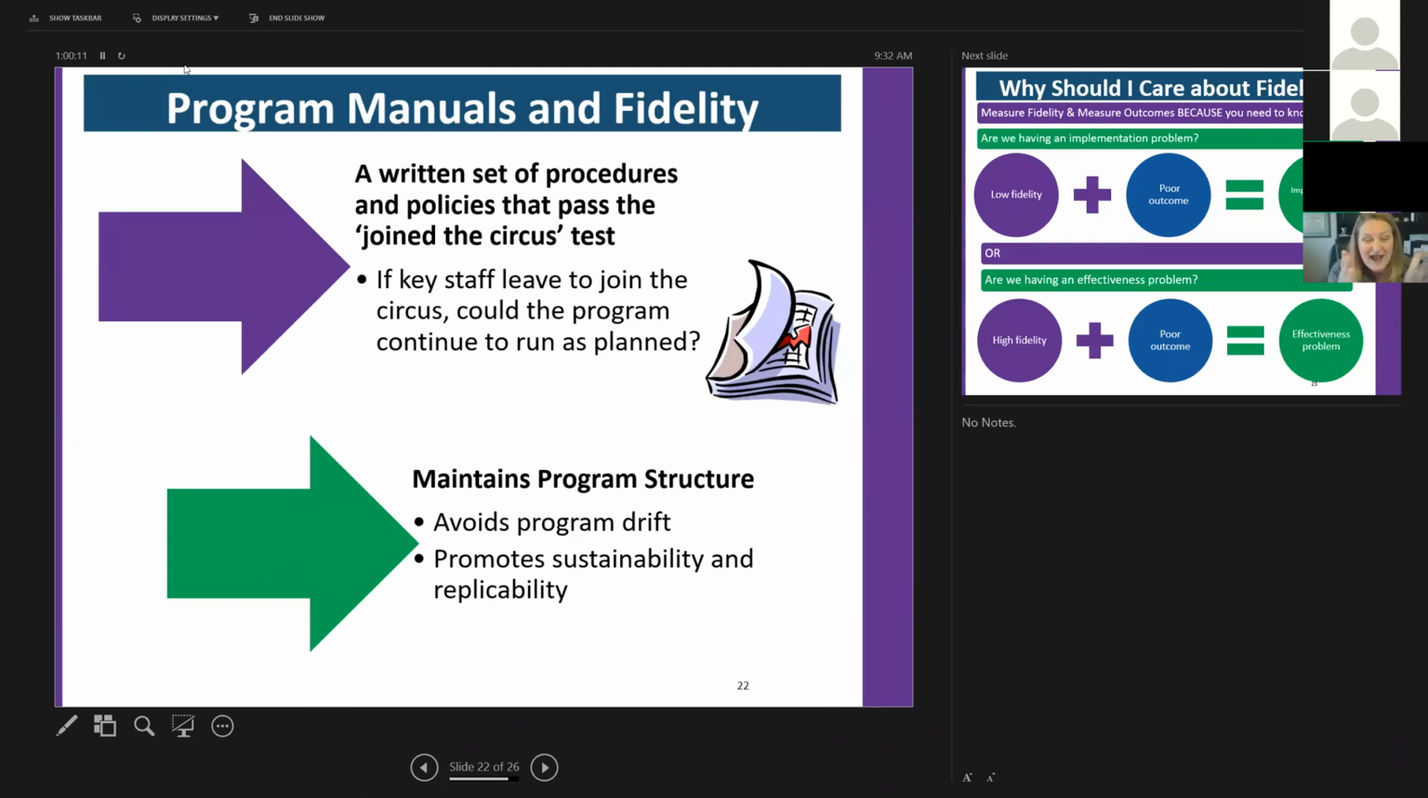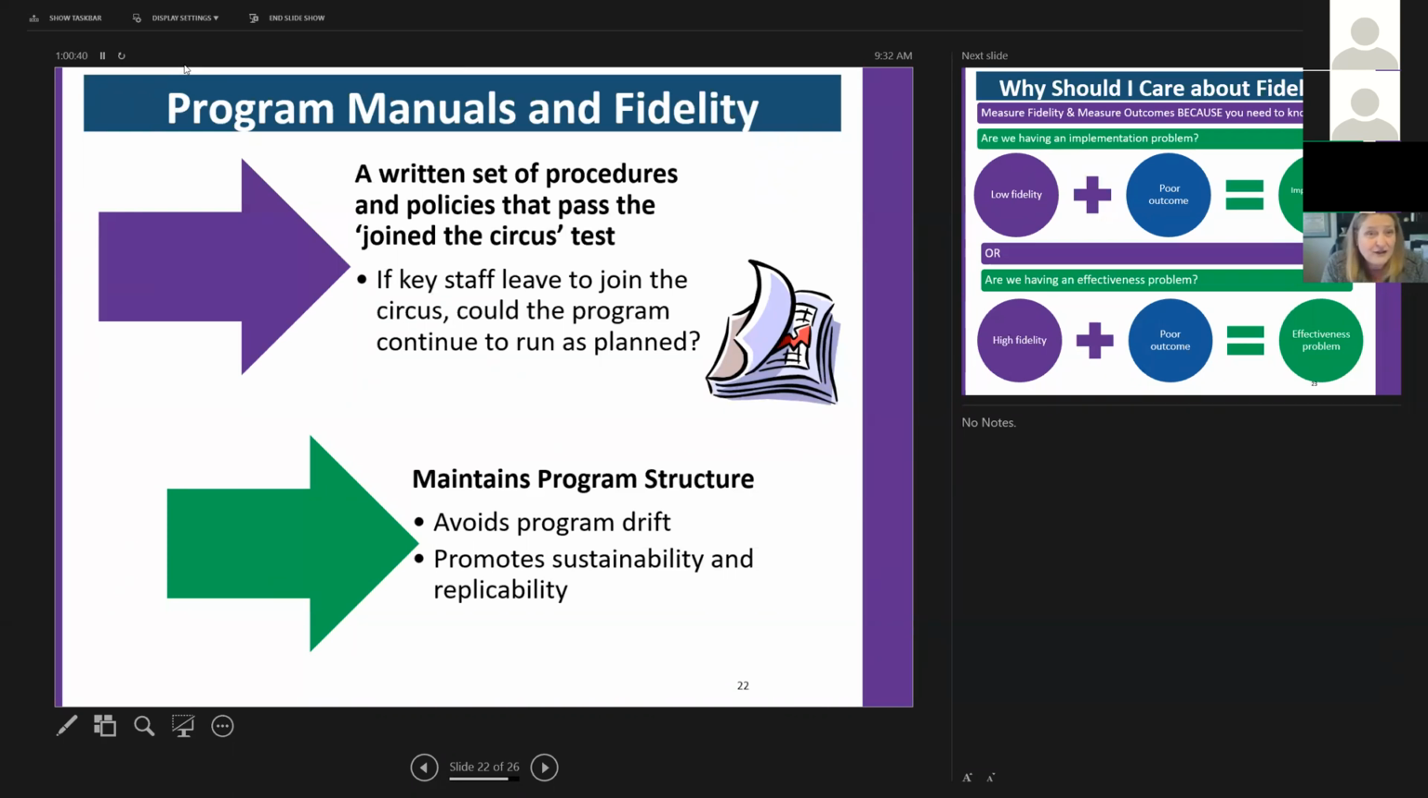So what's that? Well, if all the key people in your program decided to up and leave and go join the circus, could your program continue to run as planned? Do you have everything documented and written down in such a way so that someone could come in completely sort of unfamiliar with what you do and how you do it and continue to run it as it does now? And what we find is that most programs do not have this.